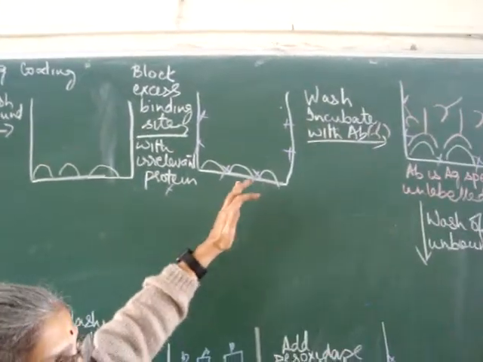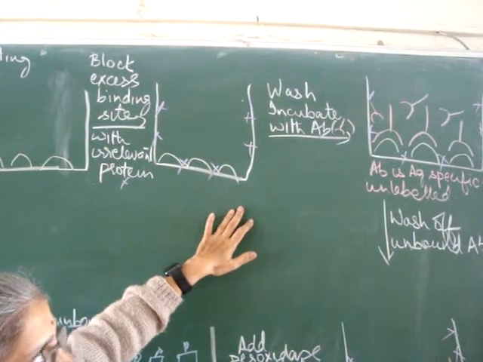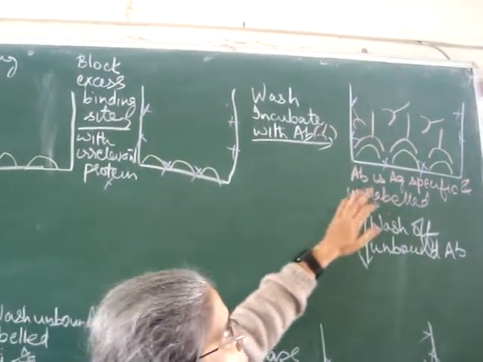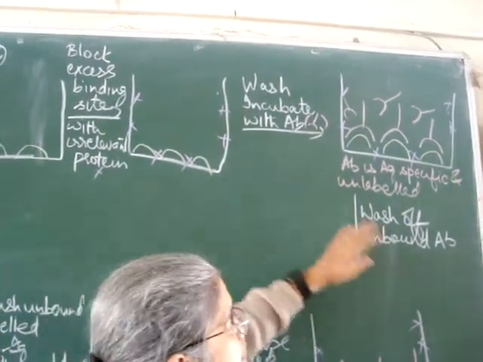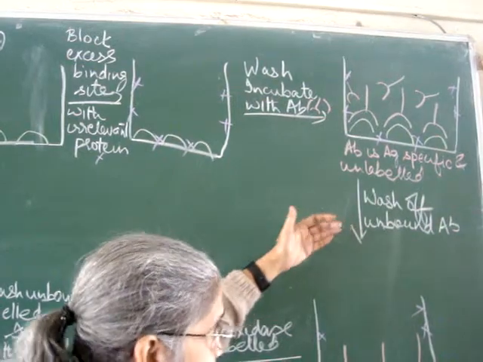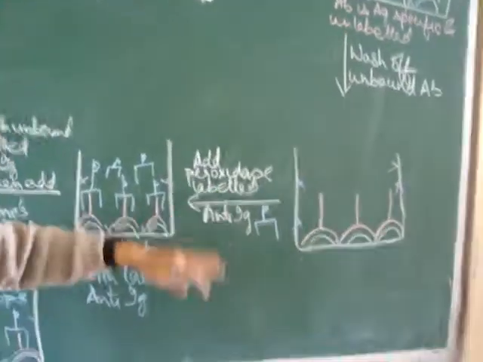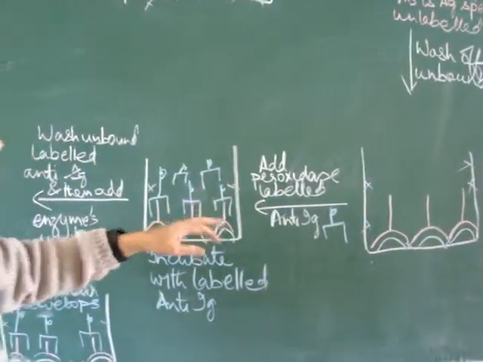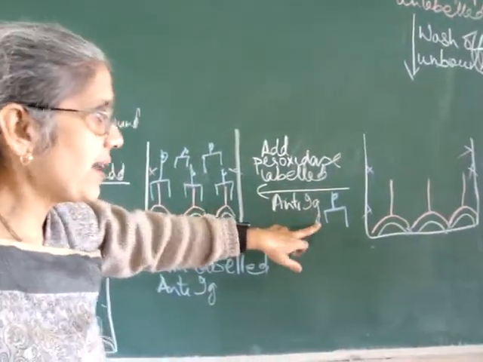Then, after washing, we incubate with antibody, that is the primary antibody, which is unlabeled. This antibody binds to the antigen. The excess primary antibody is washed off, and then we only get the antigen-antibody complex. Then we add the secondary antibody, which is conjugated to an enzyme. In this case, peroxidase enzyme is attached to the secondary antibody.